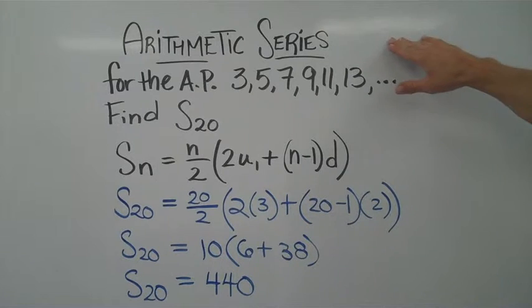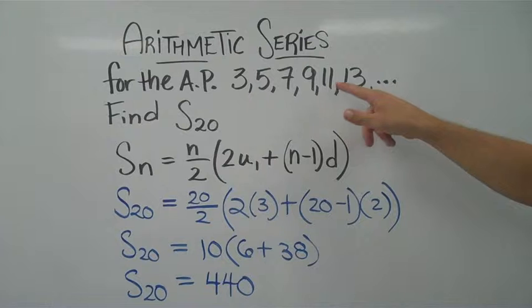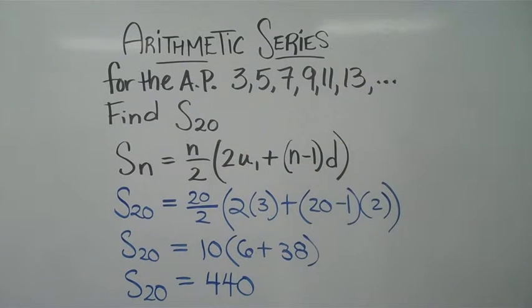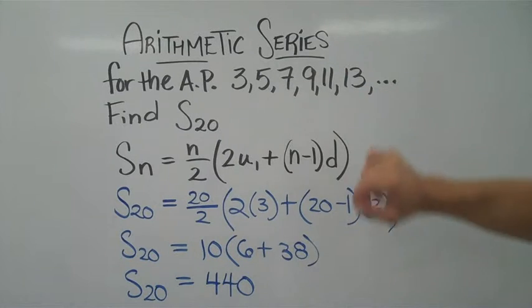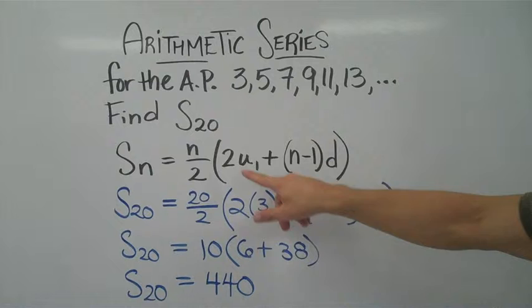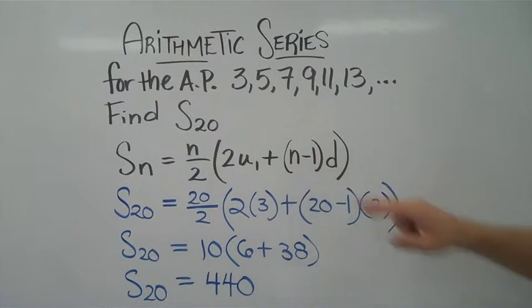Let's do an example of an arithmetic series. For the arithmetic progression 3, 5, 7, 9, 11, 13, etc., find S20, the sum of the first 20 terms. That's a series. We know this is our formula: Sn equals n over 2 times the quantity 2 times the first term plus n minus 1 times d. This part of it is just the arithmetic sequence formula. So it's just a matter of plugging and chugging.